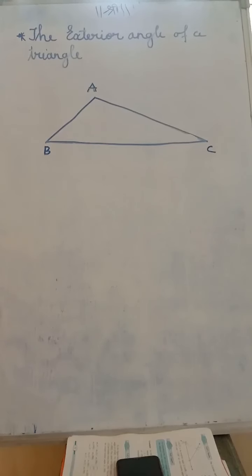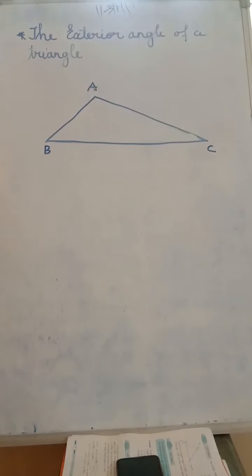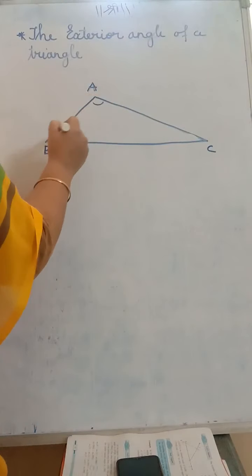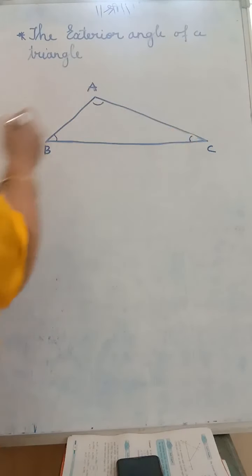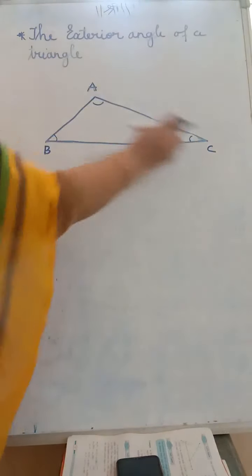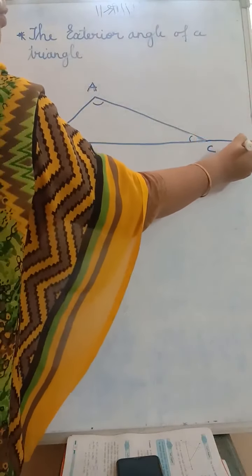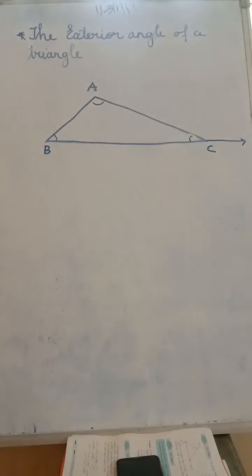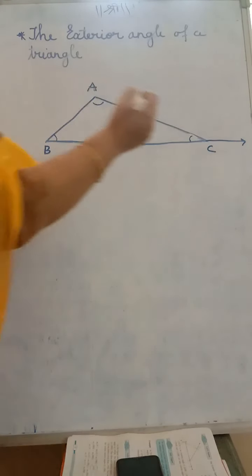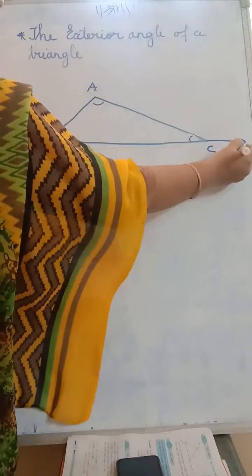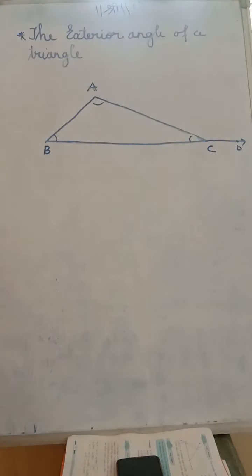Now we'll study the exterior angle of a triangle. See children, before studying exterior, let's revise what interior is. See this inside part. Angle A, angle B, angle C are interior angles. Now what I will do? This is line BC. I will extend this a little bit outside. When I am extending outside, I will name the point D here.